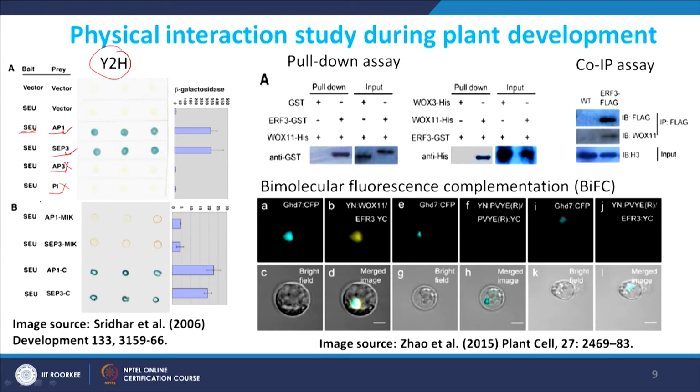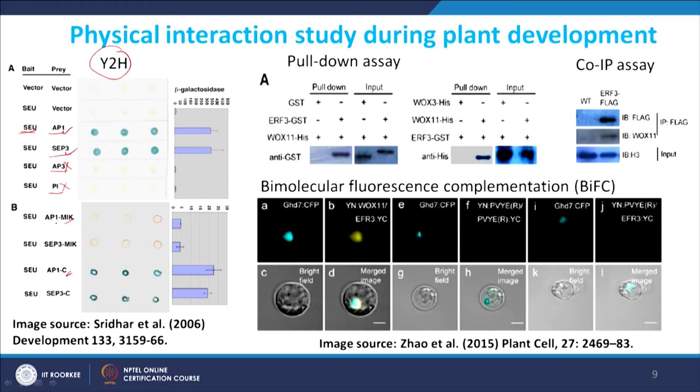Then if you have identified that AP1 and SEP3 are interacting with SU, you can also establish through yeast two-hybrid what is the domain of interaction. So, this AP1 and SEP3 both are MADS domain containing transcription factors. They have one domain which is called the MIK domain and another domain is the C terminal domain.